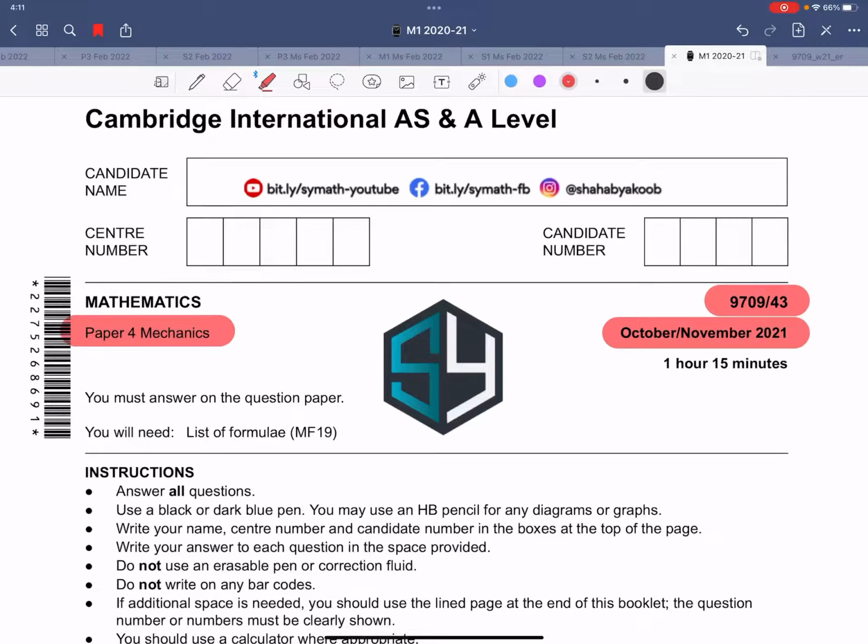Mechanics paper 4, and this time we are doing November 2021, this third variant. Let's get started.